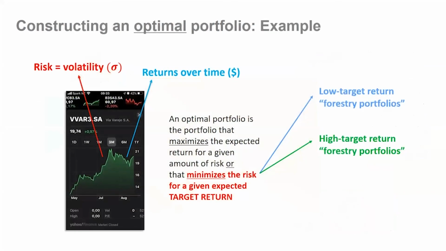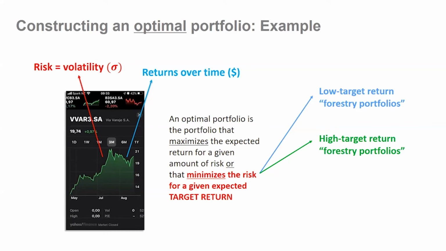All right, so how do we construct an optimal portfolio? Here we have an example of a stock, right? This is one stock that you can buy from the stock market. What you see here is a time series of the price of this particular stock. From this time series information, you can obtain information about risk or volatility, and you can also obtain information about returns over time. Okay, and an optimal portfolio is the portfolio that maximizes the expected return for a given amount of risk, or that minimizes risk for a given expected target return.